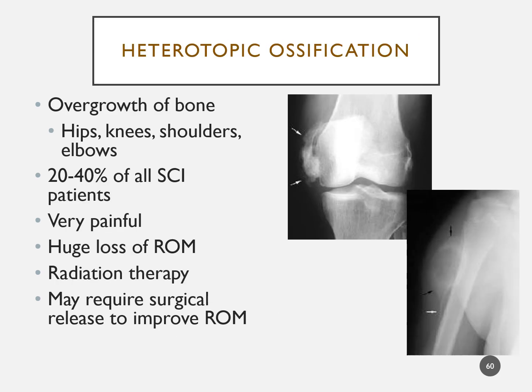Another complication, heterotopic ossification. This is an overgrowth of bone from disuse, frequently in hips, knees, shoulders. Patient goes to radiation therapy, so you may be taking your patient down to the oncology radiation. They'll have treatments done to prevent this overgrowth. And if it gets too bad, they may need surgery to relieve this.